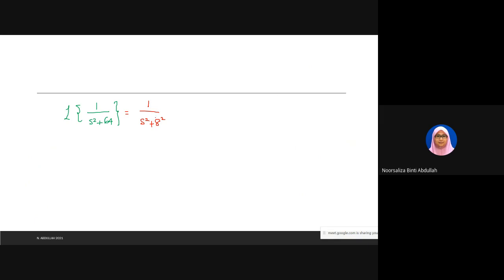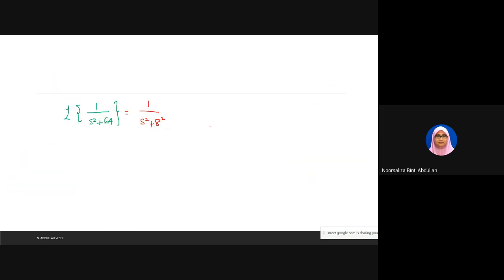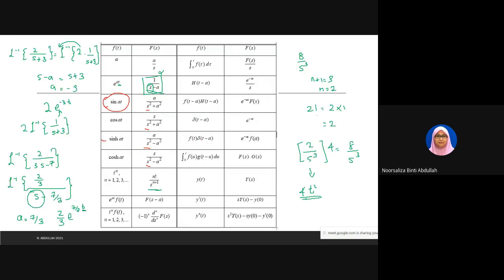Okay, so 8 kat sini kan. If you look at this table, this one 8, this one also must be 8. So you have to darabkan. You have 1 times 8 over 8. Then you get 1 over 8 over s square plus 8 square. Baru sama dengan yang ini.